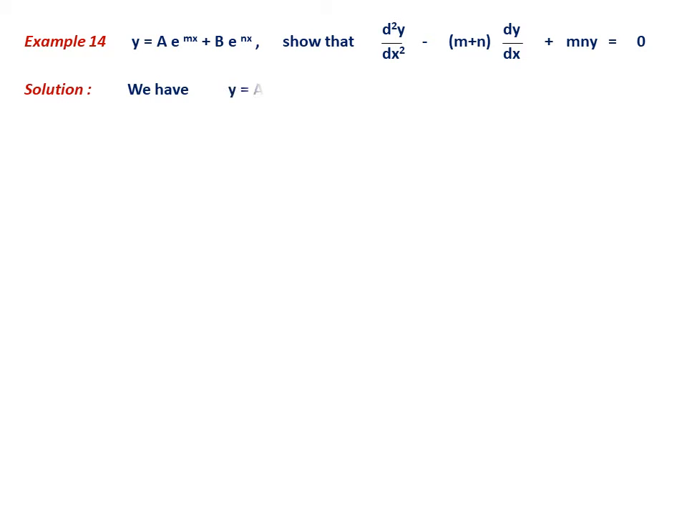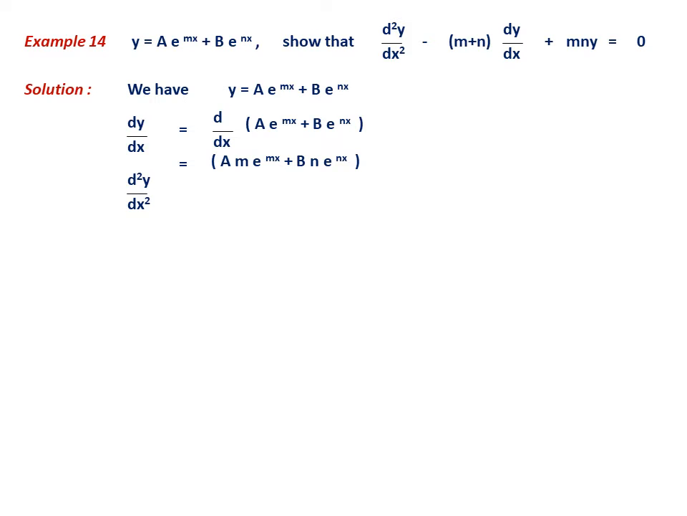So let us do it. We have y equal to a into e power mx plus b into e power nx. Therefore differentiate: dy by dx equal to d by dx of a into e power mx plus b into e power nx. So a is a constant, it comes out. Differentiation of e power mx is m into e power mx, plus b n into e power nx, that is the differentiation of e power nx. So this is the first derivative. Second order derivative, d square y by dx square: once again you have to differentiate this one, a m into e power mx plus b n into e power nx, so that this becomes a m square e power mx plus b n square e power nx.